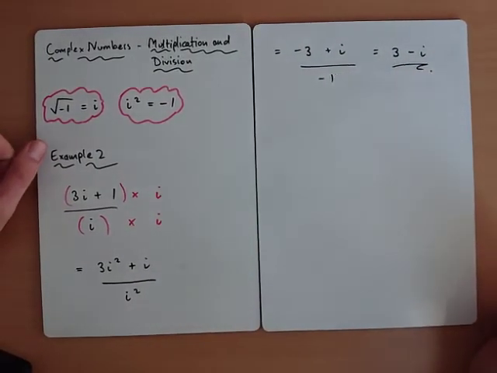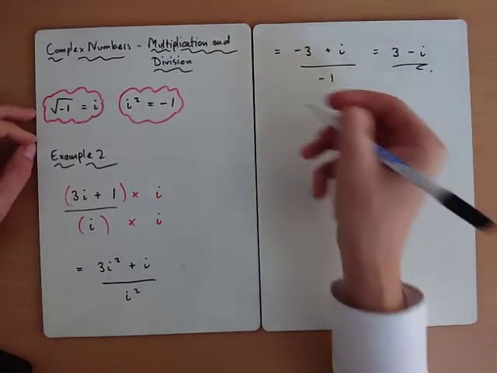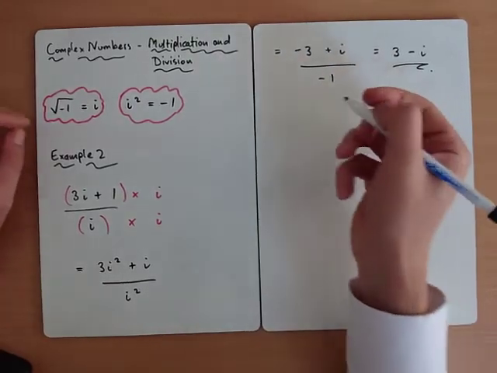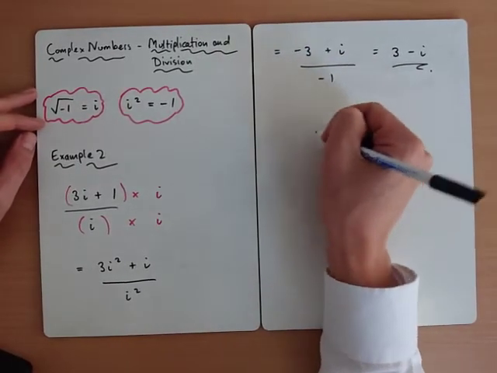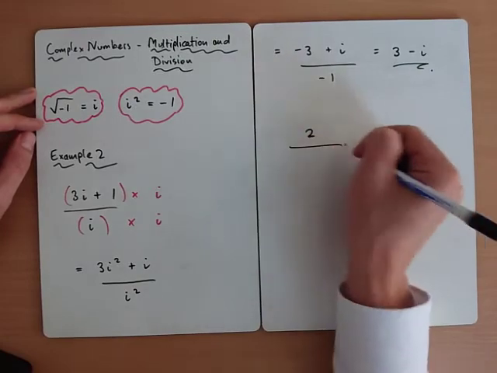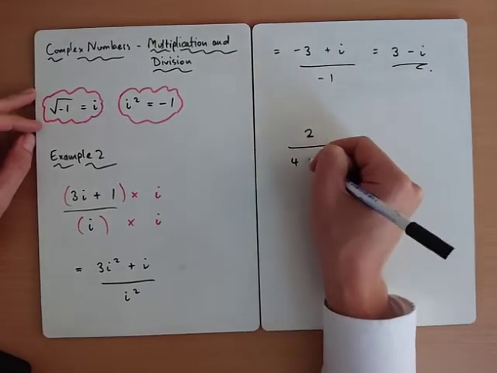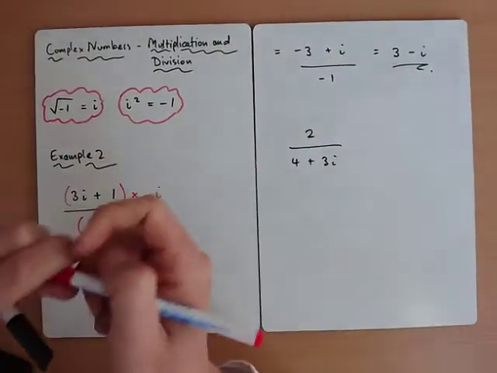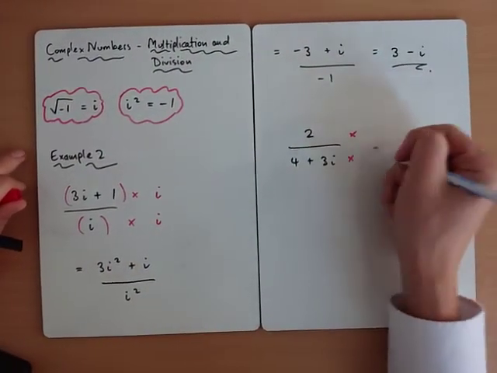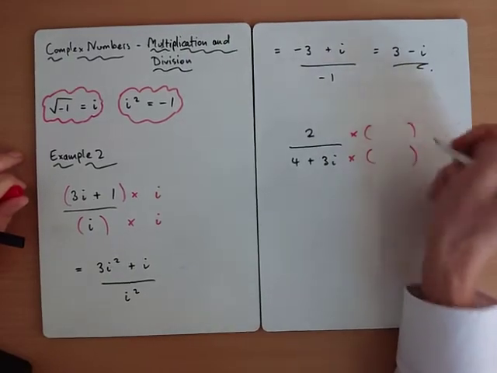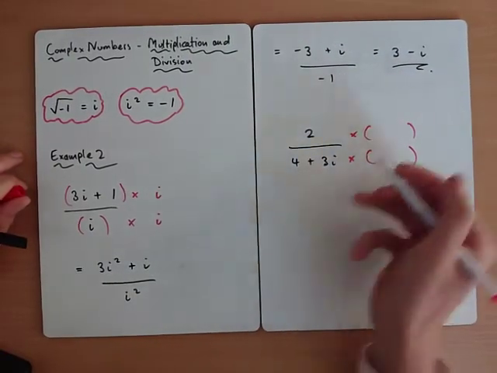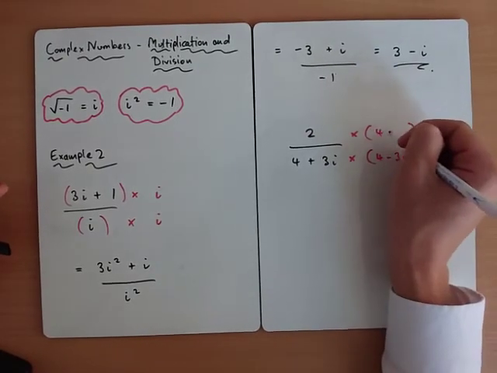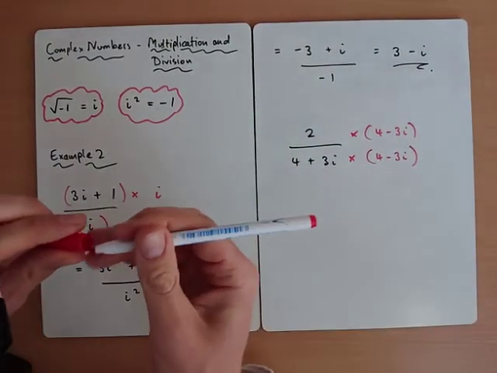So that's it, okay? Just one last quick one before we finish. Say, for example, if we would have had 2 divided by 4 plus 3i, just to be sure we're clear on this, you would multiply the top and bottom. So you'd be looking at your denominator, 4 plus 3i, the conjugate would be 4 minus 3i. So we'd just multiply the top and bottom by 4 minus 3i.